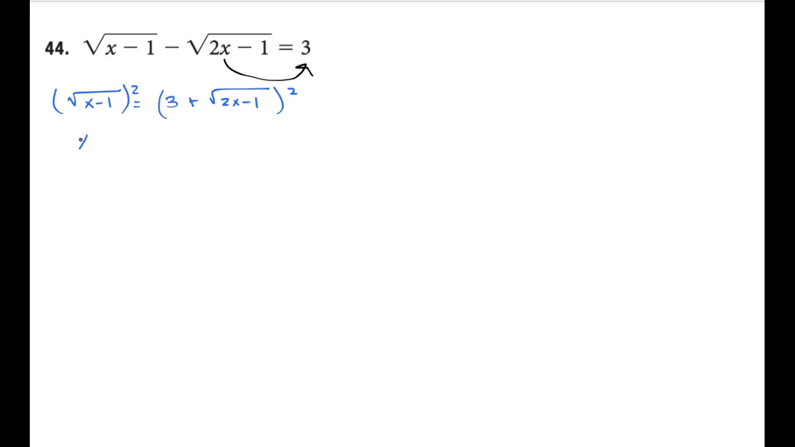and I get x minus 1 on the left equals, now I'm going to use a special product, but it has a plus in the middle this time instead of a minus, so I square the first one, plus, I multiply them together and then multiply by 2. So 3 times the square root of 2x minus 1 times 2 is 6 square root of 2x minus 1. Look at the special products. Go back to that section if you need to. Plus, now square root of 2x minus 1 squared is 2x minus 1.